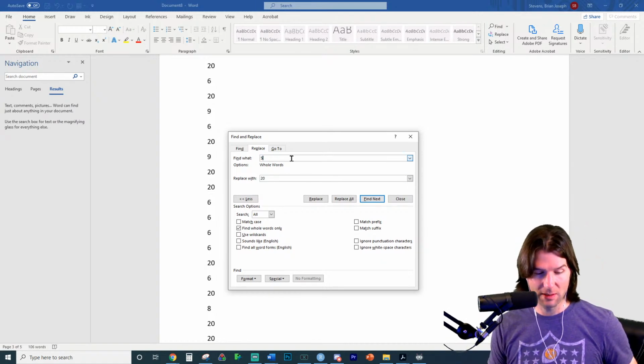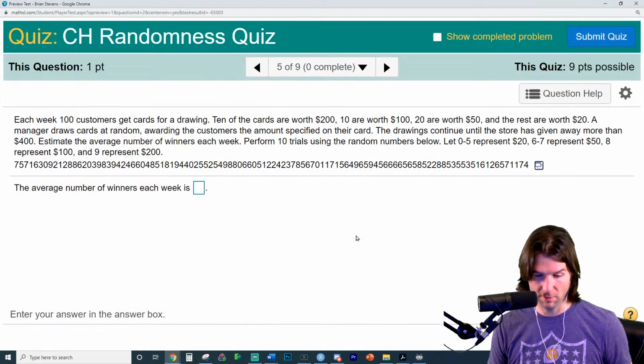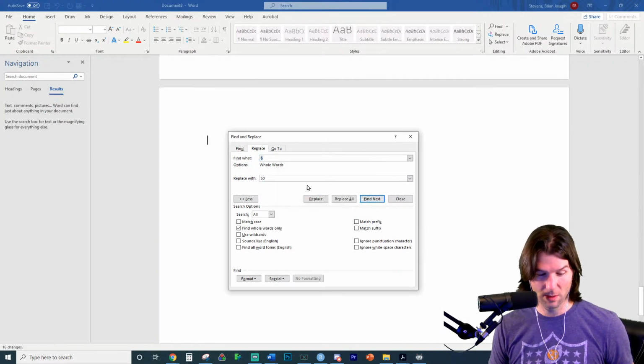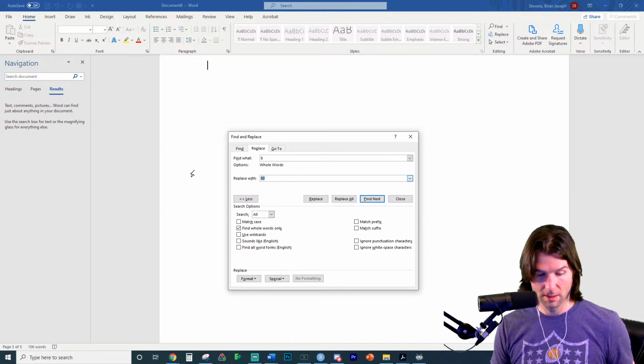Now 6, is it $50? I think it is $50. Is 6 and 7 are 50? I think 6 and 7 are 50, and then 100 and 200. So we're going to go here, replace all. Go here to 7, replace all. Go to 8, 100, replace all. And go here to 9 with 200.